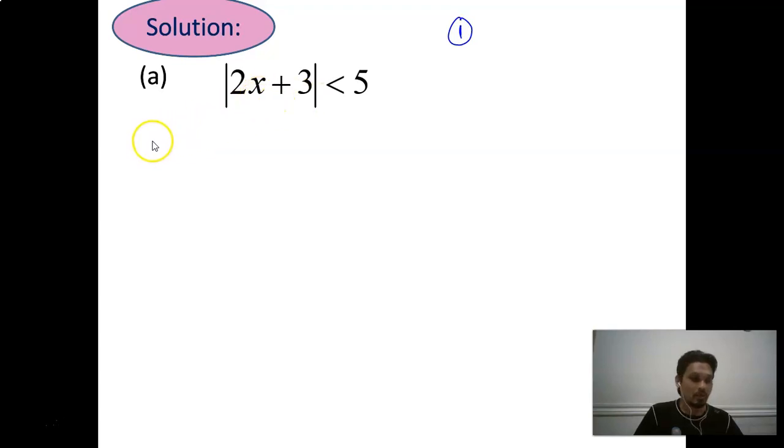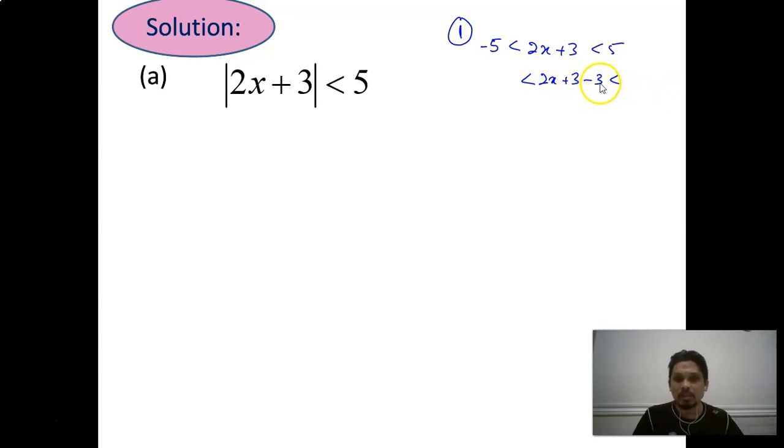Later, we solve this as option number 2, when we separate into two parts with the term of x in the middle. Right now, first option, method number 1: 2x plus 3 less than 5 and greater than negative 5. Okay, so 2x plus 3 minus 3.